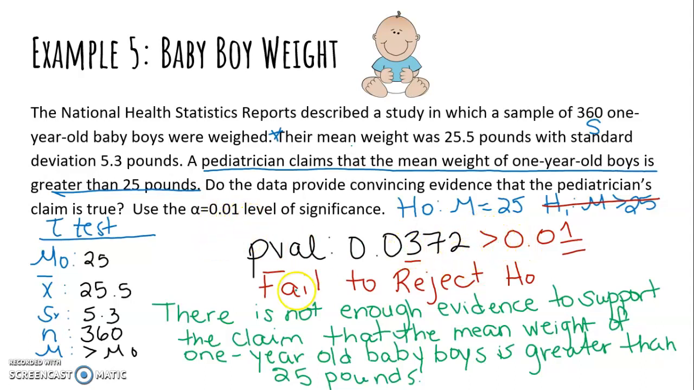If it's greater, then we fail to reject. That means it's likely to happen. It's not unlikely because it's not considered unusual, because it's not less than our significance level of 0.01. So we fail to reject the null. So there is not enough evidence to support the claim that the mean weight of 1-year-old baby boys is greater than 25 pounds.